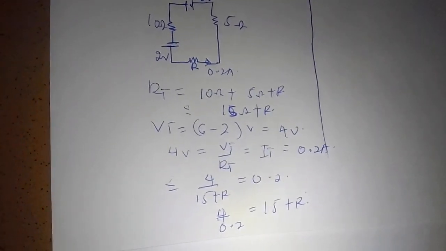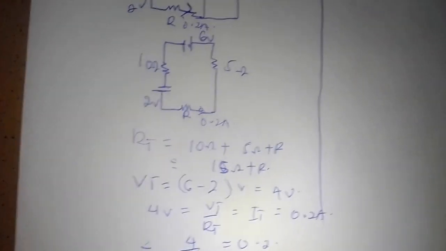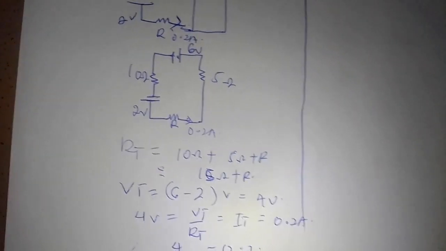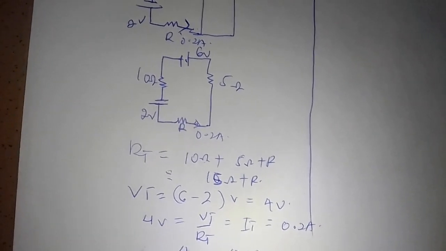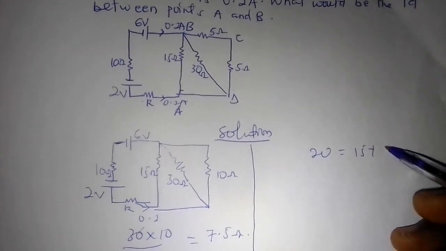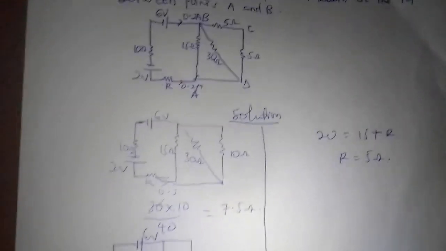4 over 0.2, the answer is going to be 20, sorry. So we're going to have 20 equal to 15 plus R. So our R is simply 5 ohms.